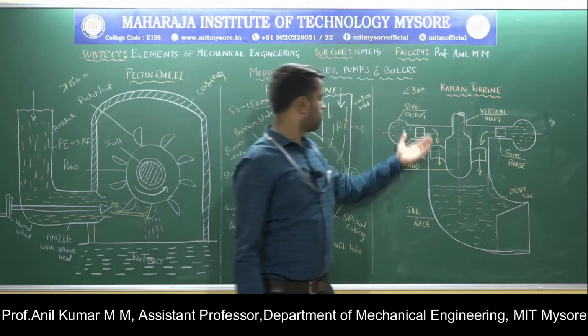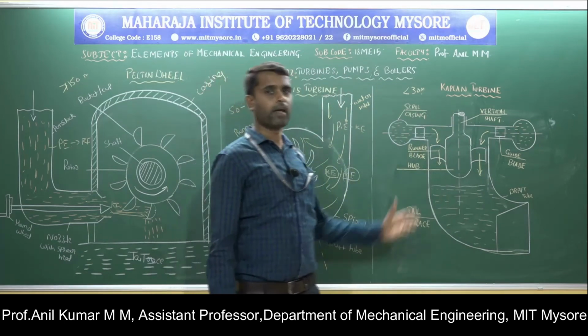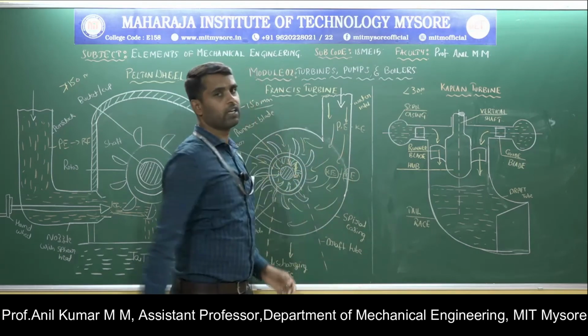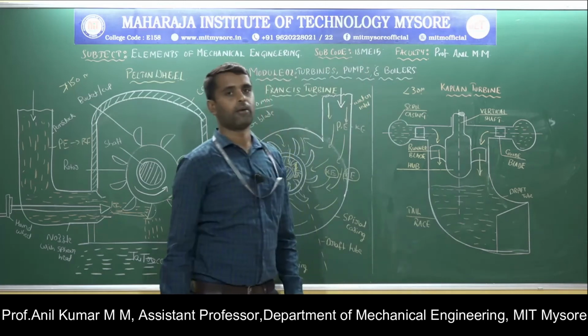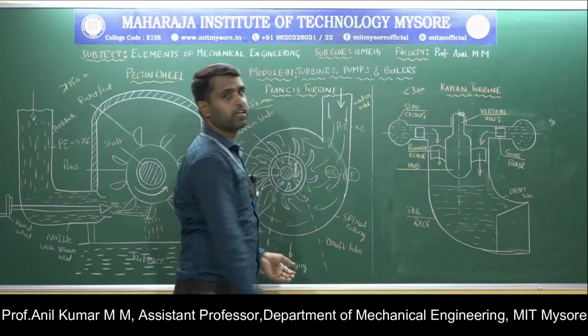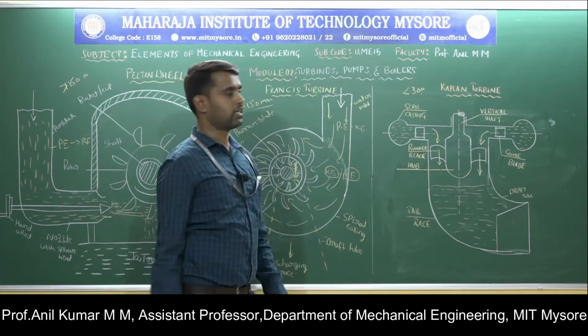The first component of the Kaplan turbine is the spiral casing. The spiral casing is a closed passage having gradually decreasing area, used for uniform distribution of the water on the runner blades. For uniform distribution of the water, the spiral casing is designed in such a way that the cross sectional area gradually decreases.